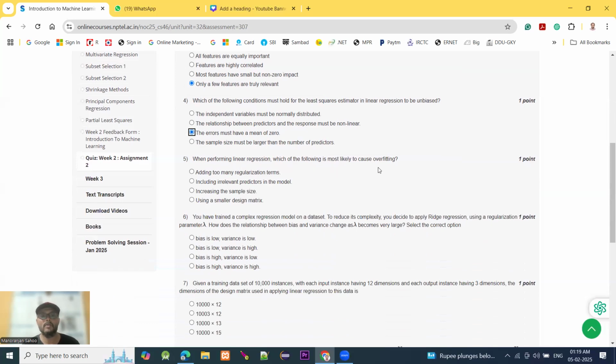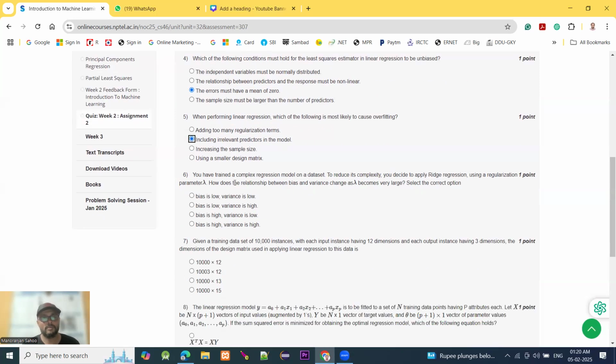Moving to question number 5, when performing a linear regression, which of the following is most likely to cause overfitting? Most likely to cause overfitting means including irrelevant predictors in the model. Question 5, Option B.